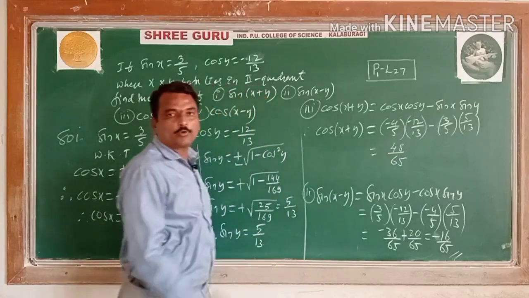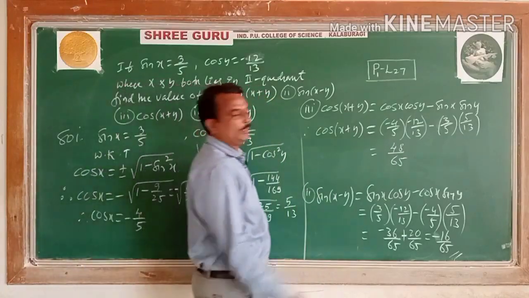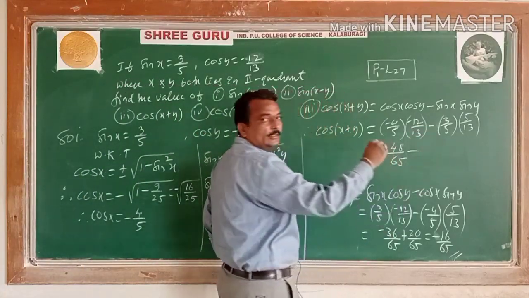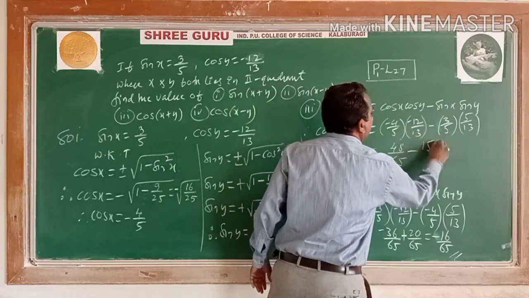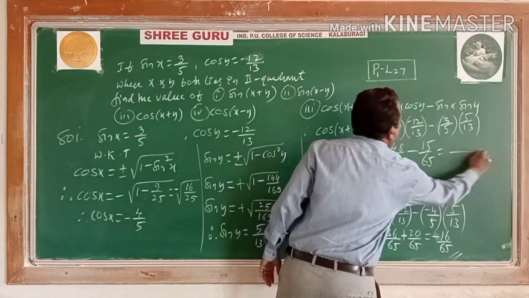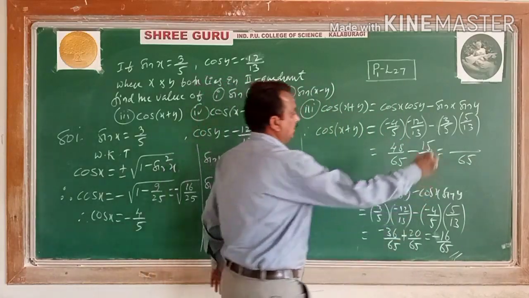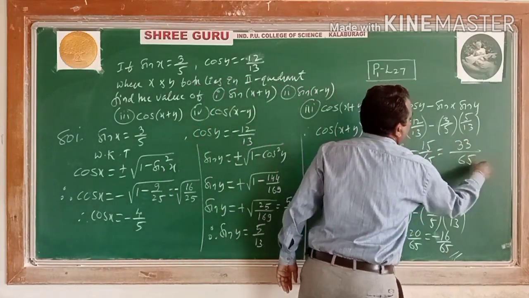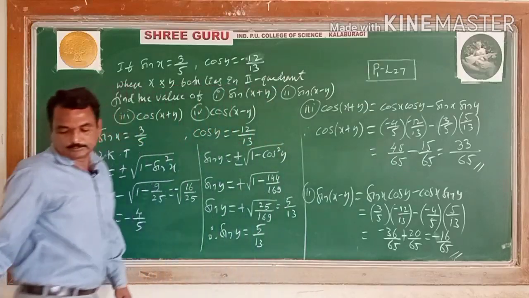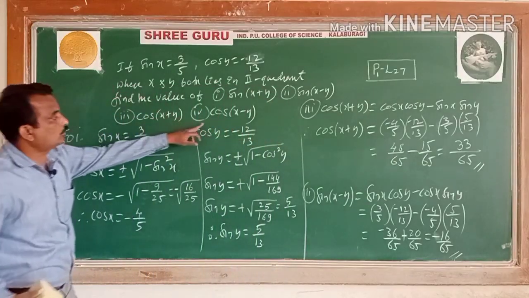4 into 12, 48 by 65, minus of minus plus. This minus as it is. Then 15 by 65. Again 65 LCM. 48 minus 15, 33 by 65. 33 by 65. So go through this fourth one here.